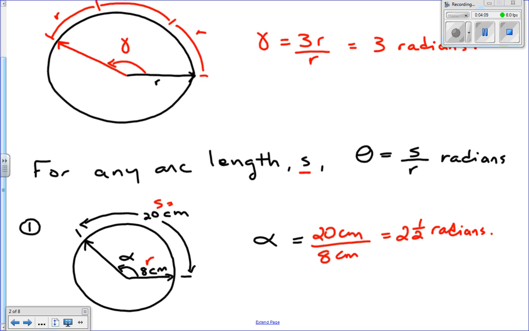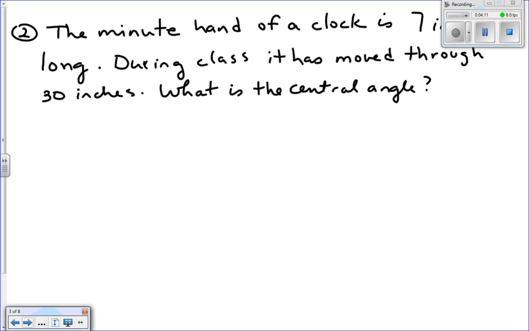Let's look at another example. The minute hand of a clock is 7 inches long. During class, it has moved through 30 inches. What is the central angle? So our central angle, theta, is the length of the arc, which is 30 inches, since the minute hand has moved 30 inches around the circle, divided by the radius, which is 7 inches, the length of the minute hand. So that gives us 4 2/7 radians as the measure of the angle.